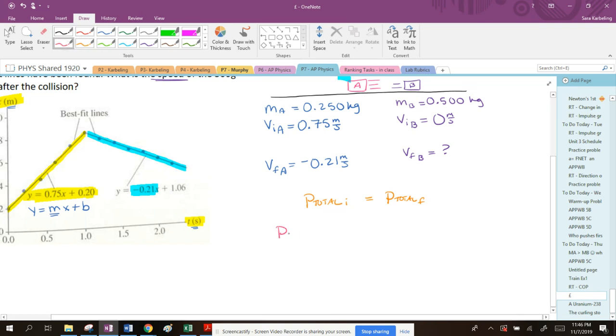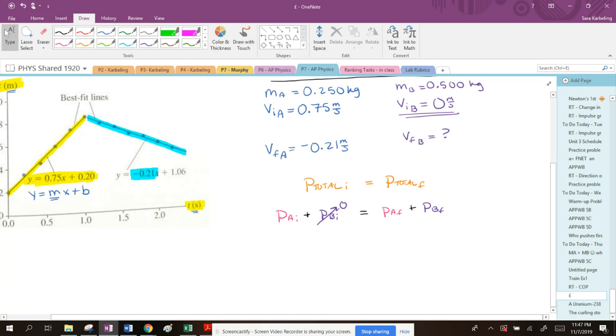So we'll do the momentum of cart A at the beginning, and we're going to add that to the momentum of cart B at the beginning. I am claiming that that's equal to the momentum of A at the end plus the momentum of B at the end. It's nice because we've got one velocity that is 0. Momentum is mass times velocity, so the velocity for cart B at the beginning is 0. That's a nice little deal.